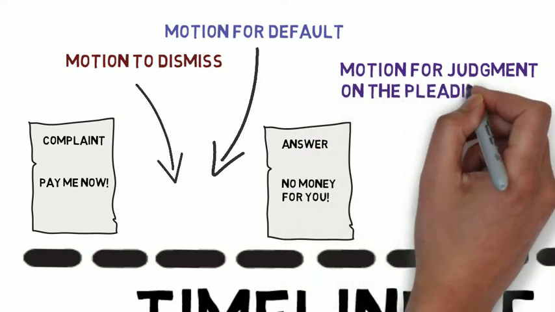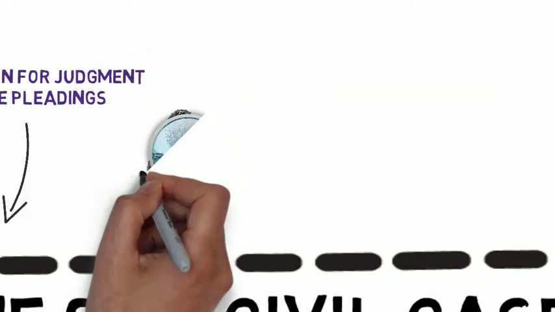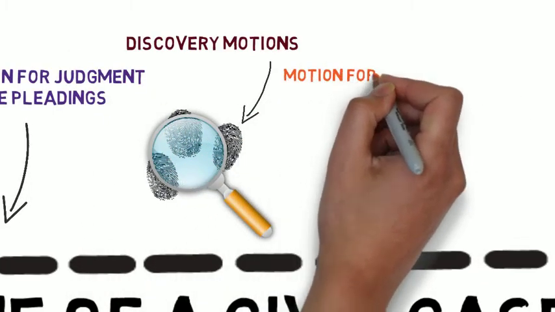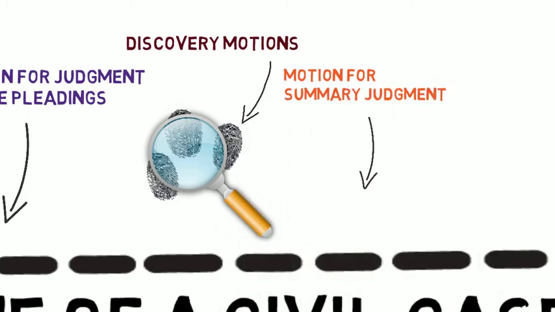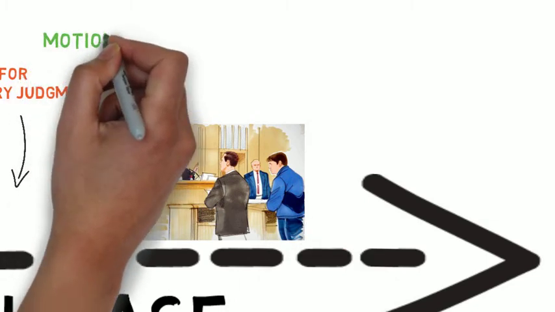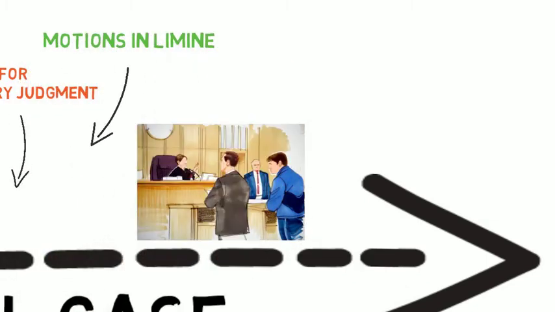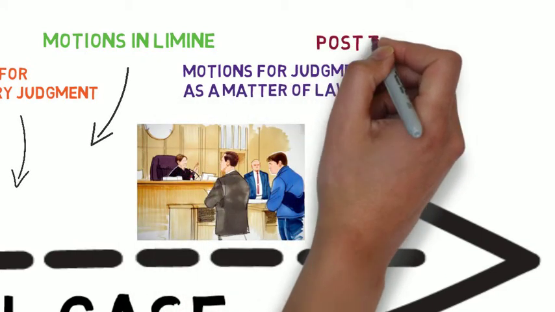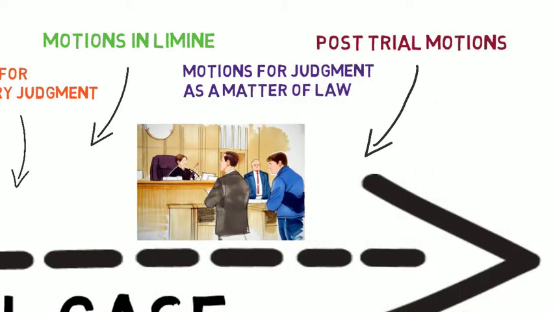Then comes the discovery phase of the case and all of the discovery-related motions. Then, summary judgment motions are filed based on the evidence the parties got in discovery. Then right before trial, motions in limine are filed seeking evidentiary rulings. During and shortly after trial, parties can move for judgment as a matter of law. Then finally, parties can file post-trial motions because they believe the trial went wrong somehow.